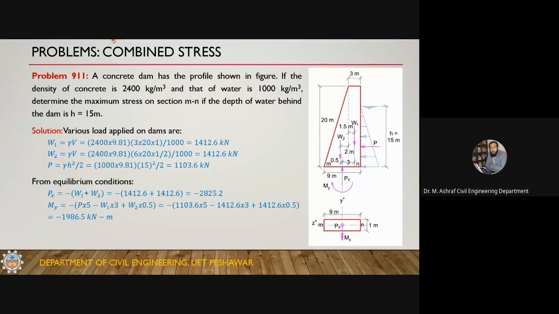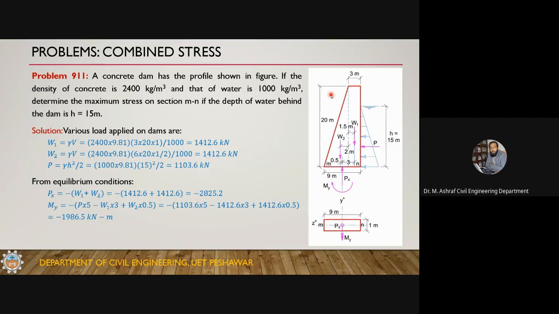So problem 9.11: a concrete dam has the profile shown in the figure. Profile means the cross section of the concrete dam. This is a trapezoidal cross section. At the top, it is 3 meter wide. At the bottom, it is 9 meter wide, and its height is 20 meter. If the density of the concrete is 2400 kilogram per cubic meter, and that of water is 1000 kilogram per cubic meter, these are the densities of concrete and water.